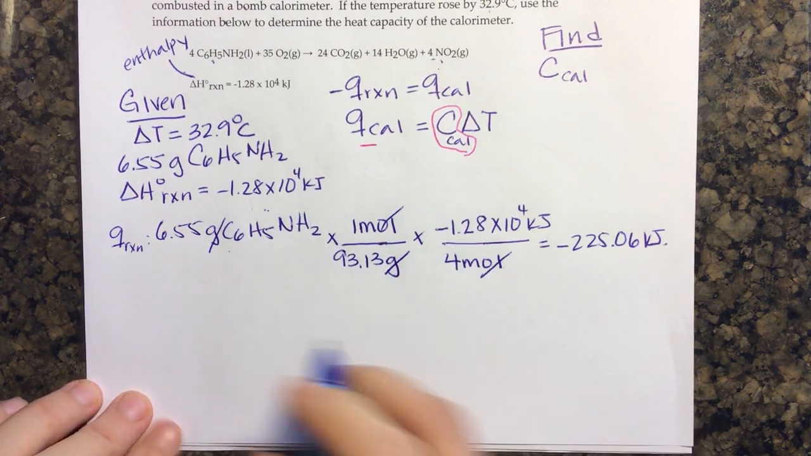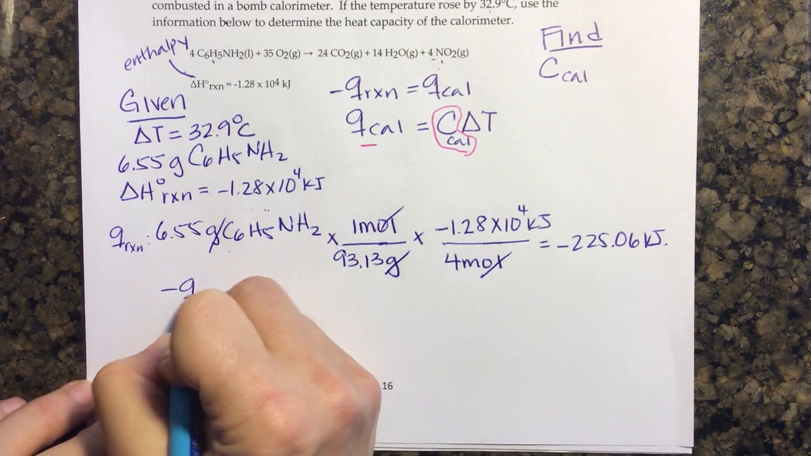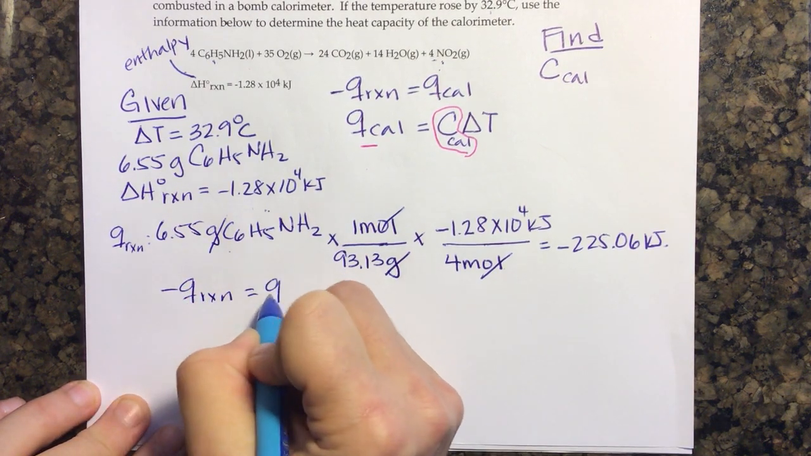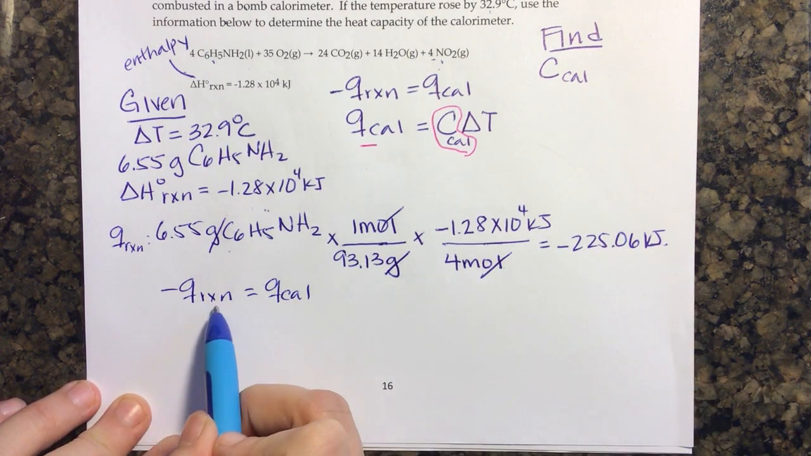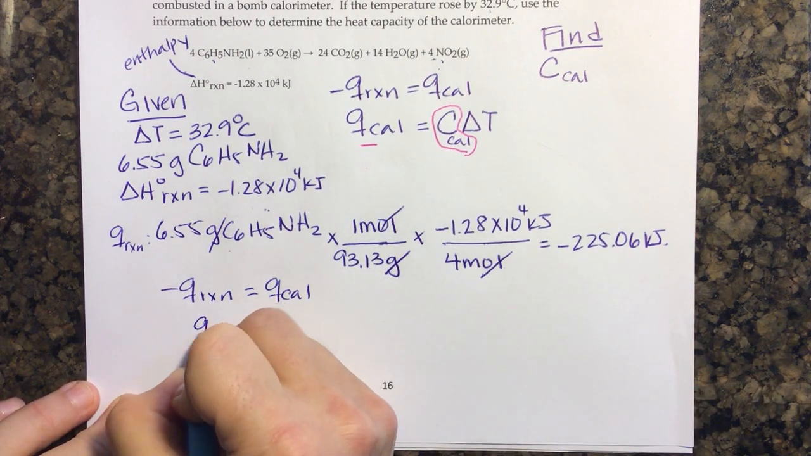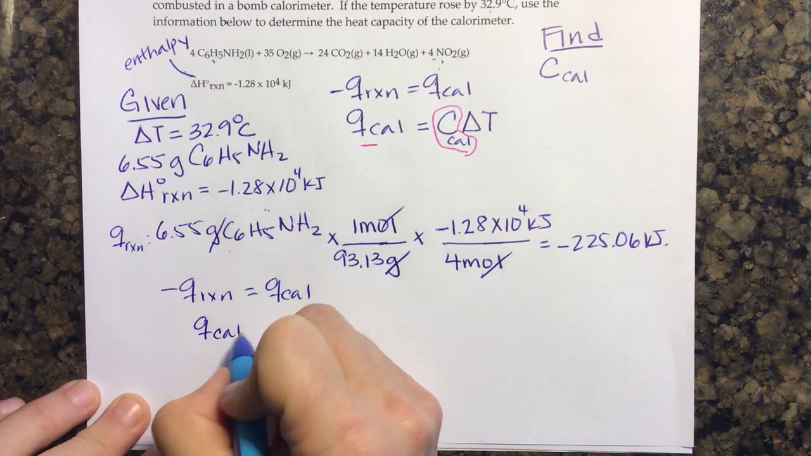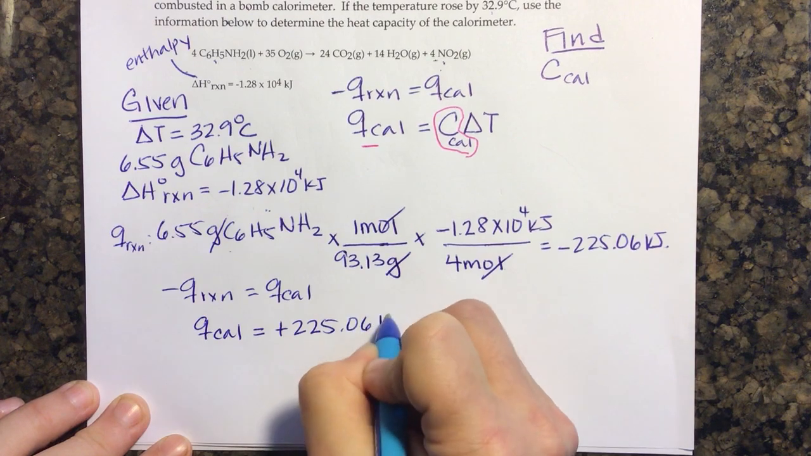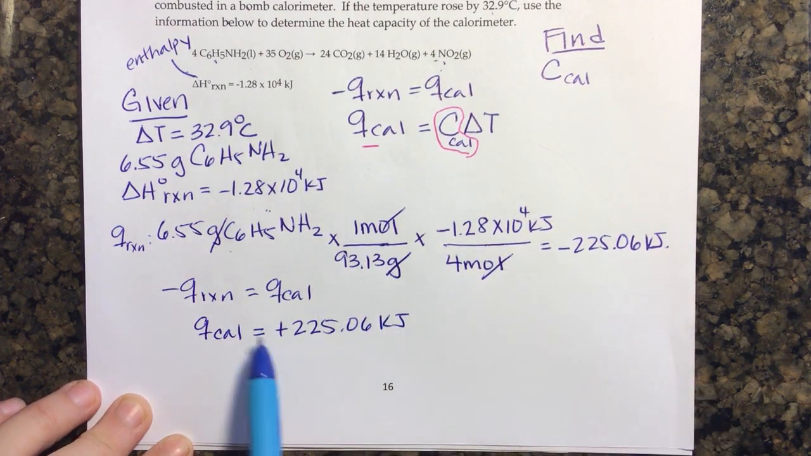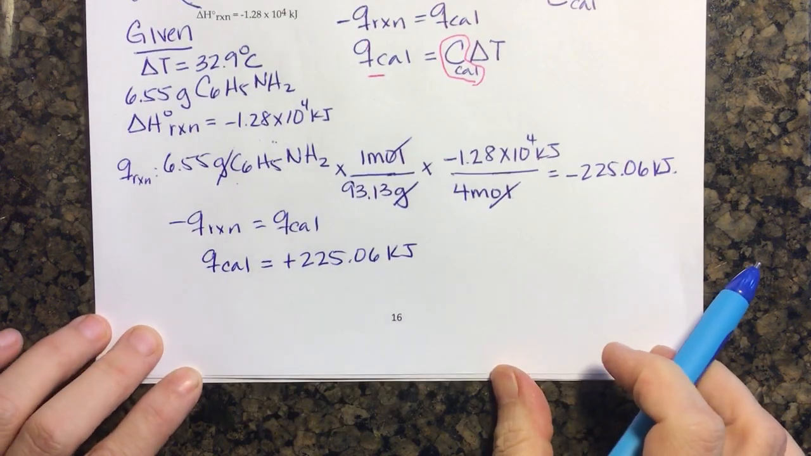Now don't forget our relationship. Our relationship is minus Q of our reaction equals Q of our calorimeter. So this is a negative if it's my Q of reaction. So I need to find the heat of our calorimeter. I need to make this positive because it's actually gaining that amount of heat. So I have this amount of heat. Now what could I do?